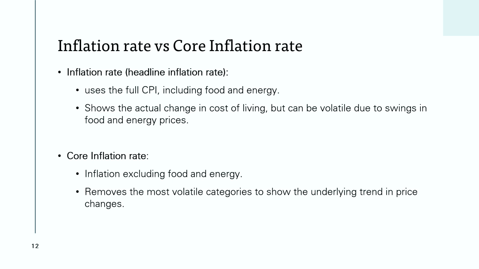While this shows the actual change in your cost of living, it can be very volatile because food and energy prices often swing widely due to the weather and geopolitical events. To filter out that wild movement, we use the core inflation rate, which excludes food and energy. By removing those two volatile categories, the core rate helps us see the underlying trend in how prices are changing.